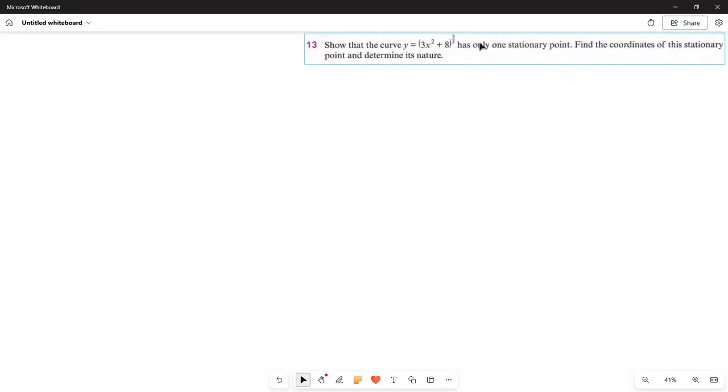We will be doing question number 13 today. This is a fairly simple question if you know the philosophy of the derivative at the stationary point. We are given a function y equals (3x squared plus 8) to the power of 5 by 3, right? For this function, we have to show that this curve has only one stationary point.